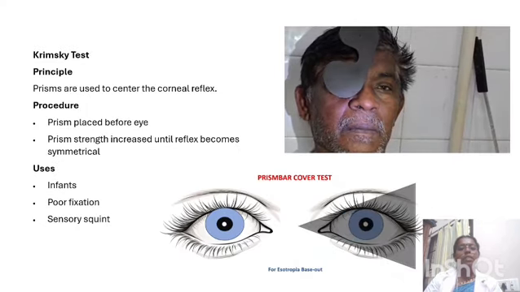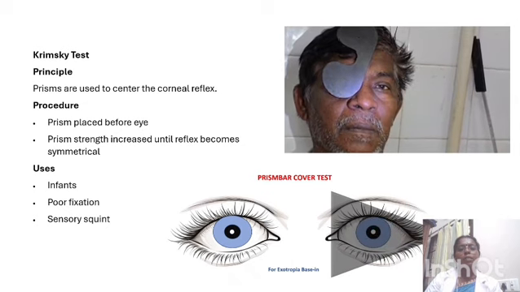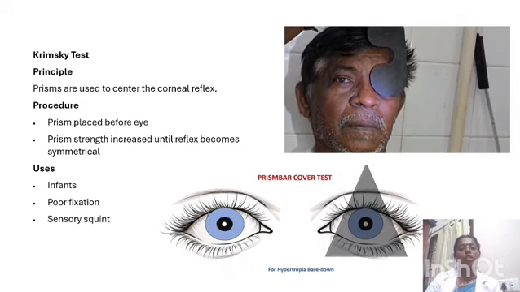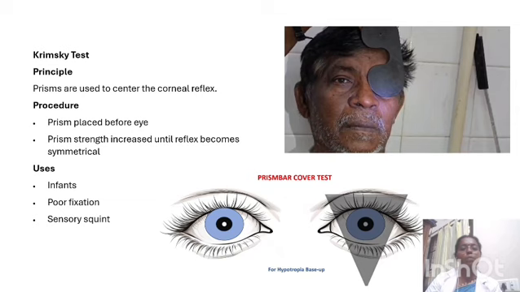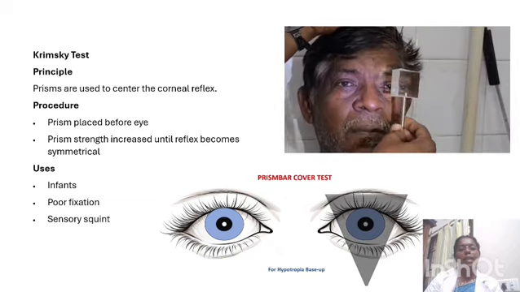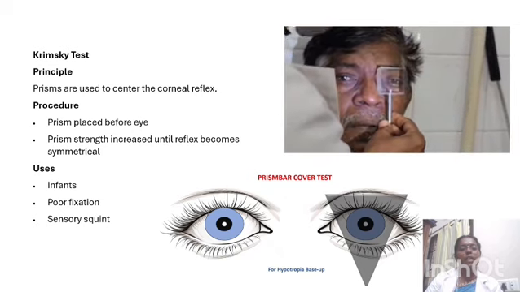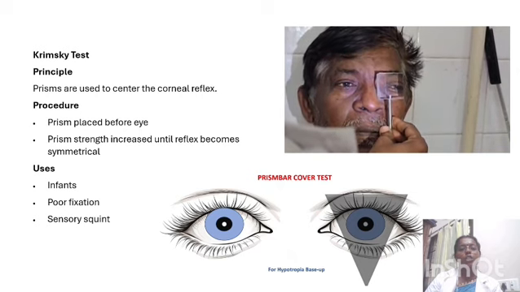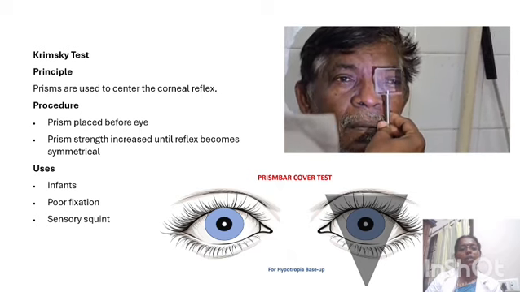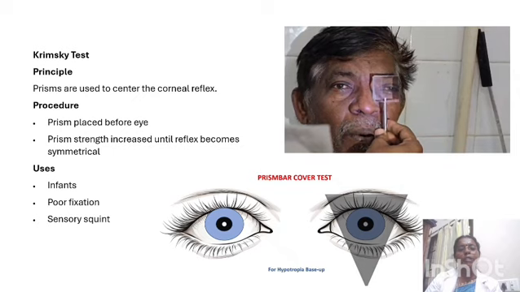This video demonstrates the Krimsky test. Prisms are introduced until the corneal reflex becomes symmetrical in both eyes. This provides an objective estimate of the angle of deviation and is particularly useful in infants and poorly cooperative patients.